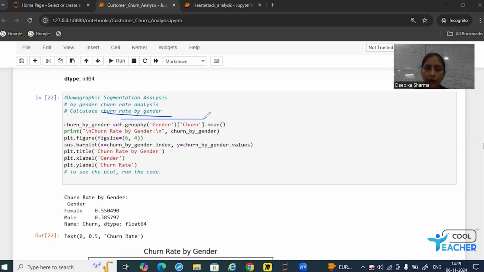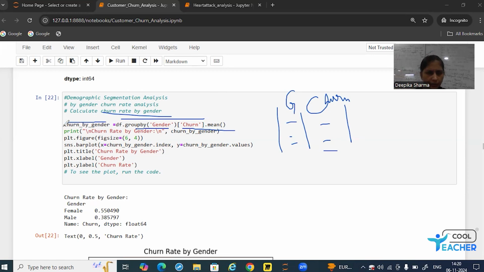Data frame dot group by. I want to group by the gender and check the mean of the churn column. It means take both columns, the gender column as well as the churn column, and use the groupby clause: make the grouping of the gender and also find the churn mean. So we are looking at churn by gender here.